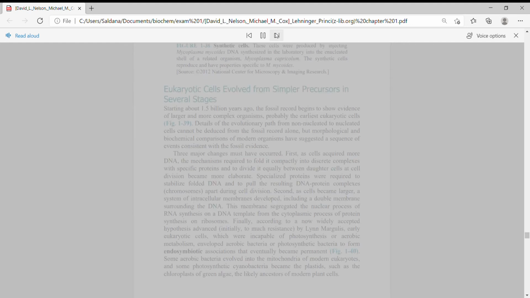Lynn Margulis, Figure 1-30. Eukaryotic cells evolved from simpler precursors in several stages. Starting about 1.5 billion years ago, the fossil record begins to show evidence of larger and more complex organisms, probably the earliest eukaryotic cells, Fig. 1-39. Details of the evolutionary path from non-nucleated to nucleated cells cannot be deduced from the fossil record alone, but morphological and biochemical comparisons of modern organisms have suggested a sequence of events consistent with the fossil evidence. Three major changes must have occurred.